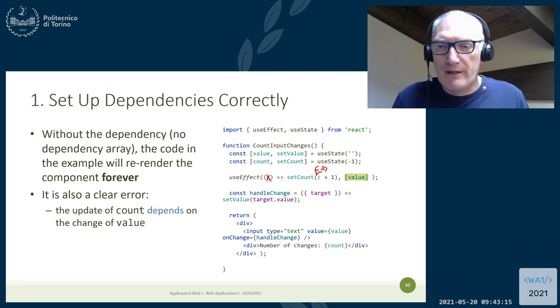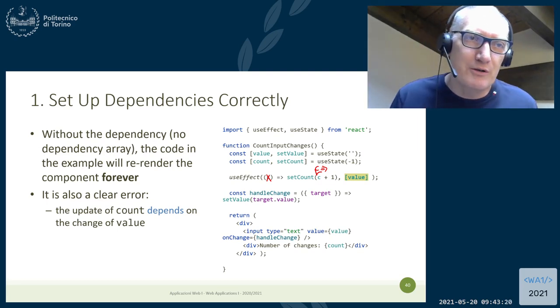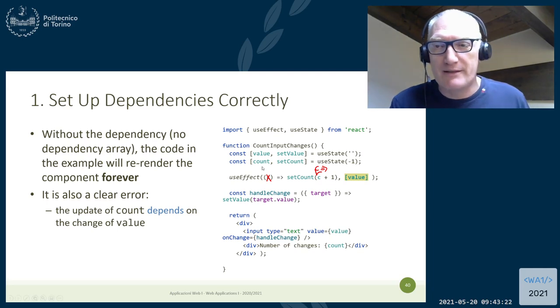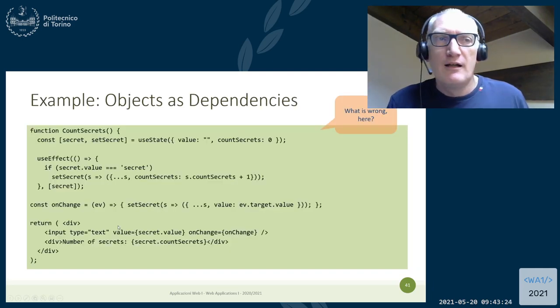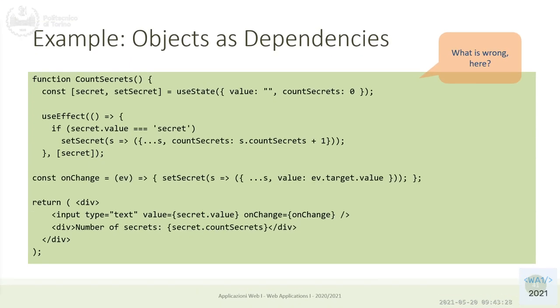Okay, so this is a problem, the first problem. Always try to think at least twice about what to include and what to exclude from the dependency list. Okay, we have another quiz, another potential problem, which is more difficult to spot. So what are we trying to do here?